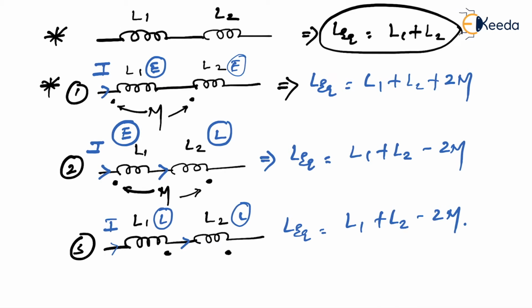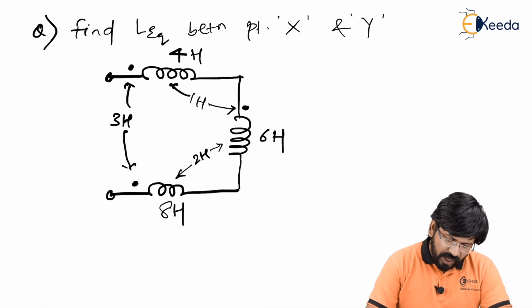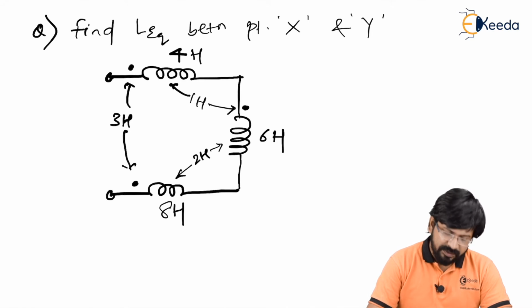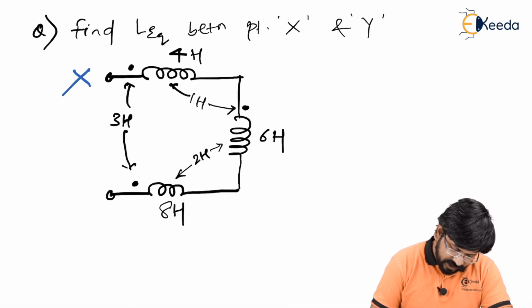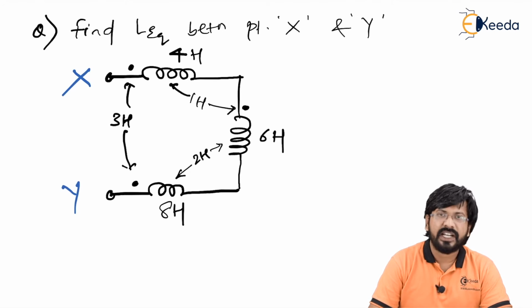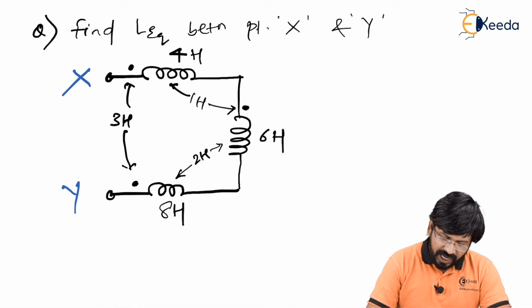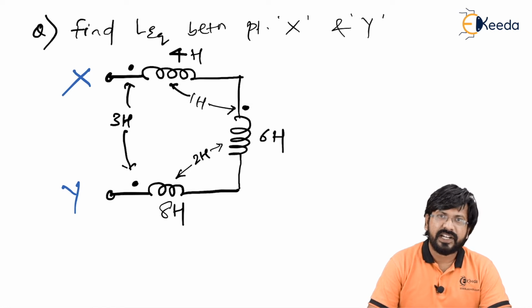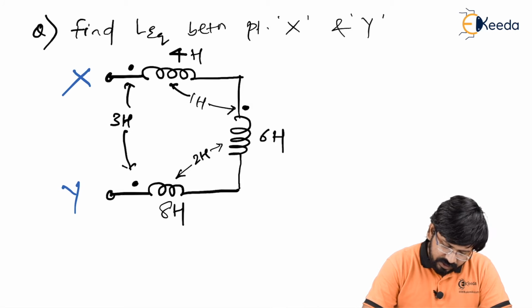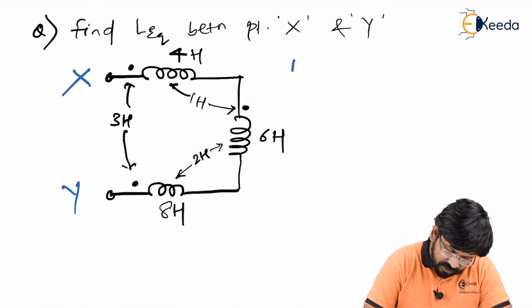Based on this, now we can have one numerical. We'll see how to go about this. You have to find L equivalent between point X and point Y. You can consider this as point X and this as point Y. As you can see, 4, 6 and 8 are connected in series. So first of all, I can say L equivalent is first of all 4 plus 6 plus 8.